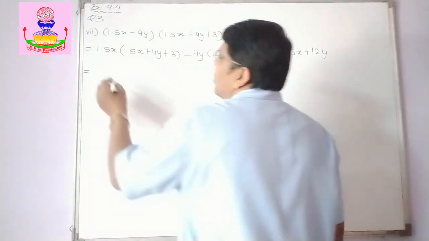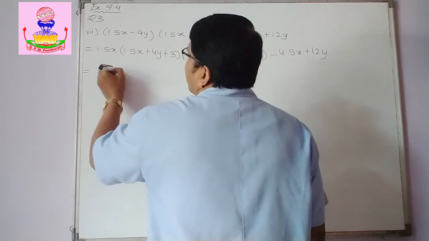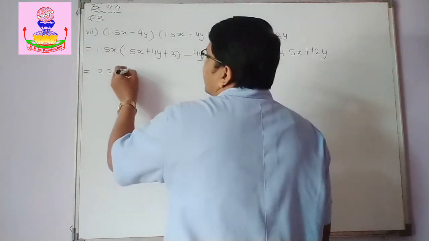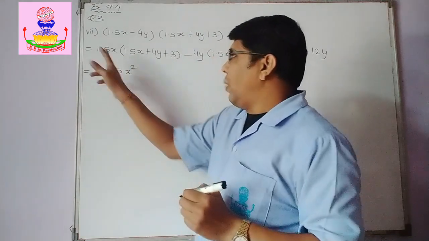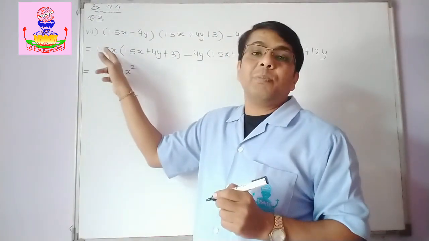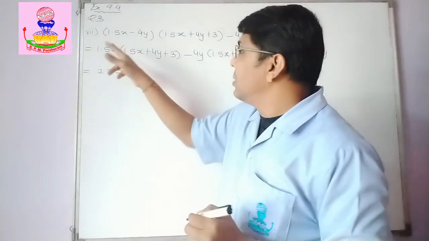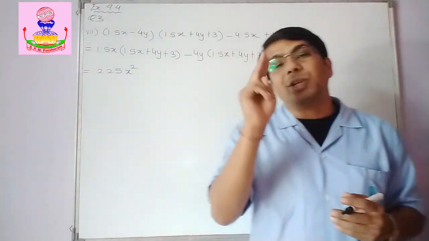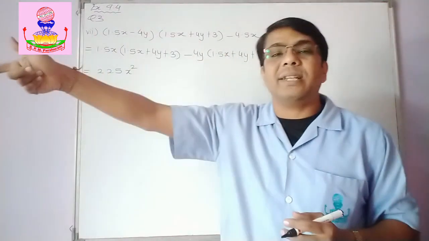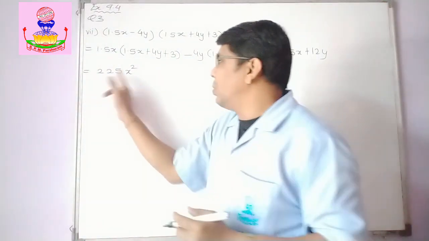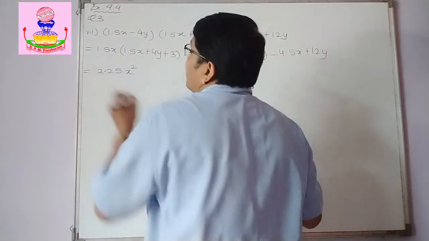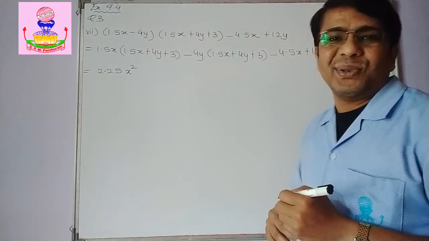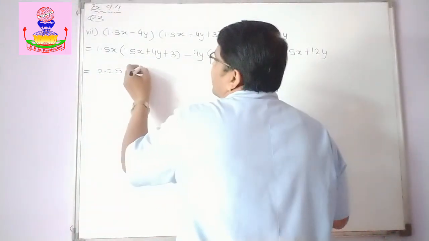Now 15 into 15, that is 15 square, it is 225. X into x, x square. Now it is 1.5. So after decimal point, how many digits are there? Count here. 1, 2. So decimal point should be after 2 digits, that too from right hand side towards left hand side. So 1, 2. So answer is 2.25 x square.